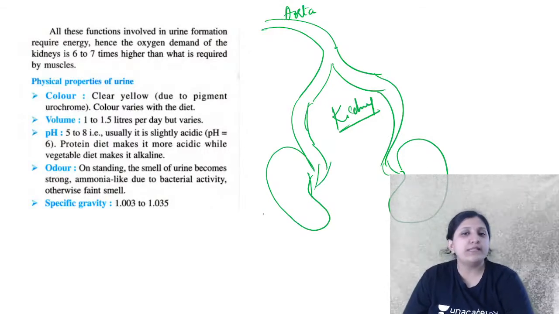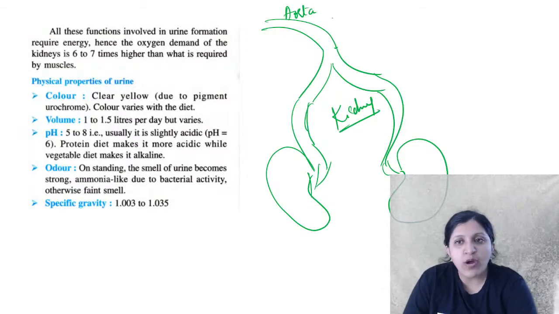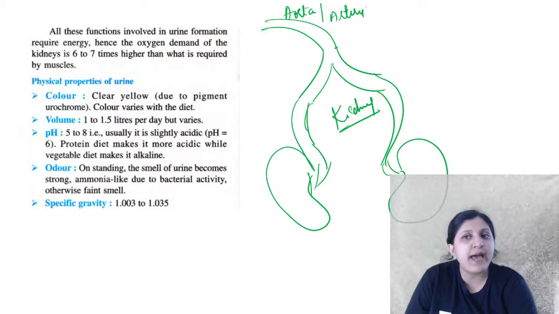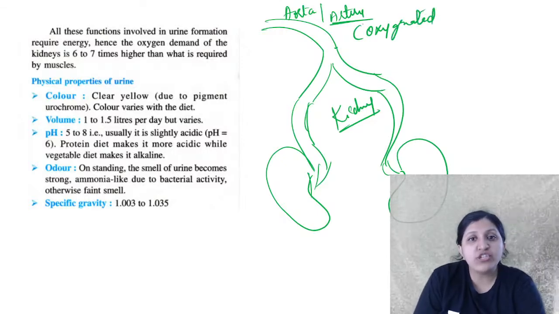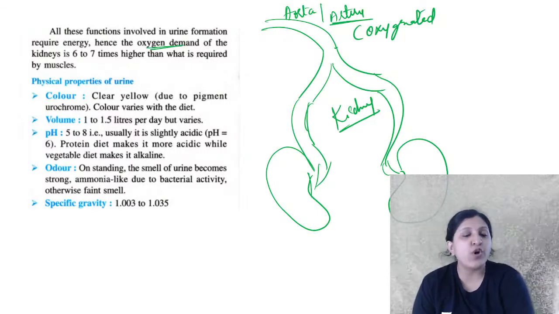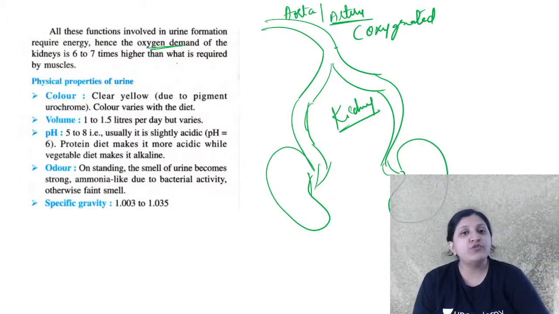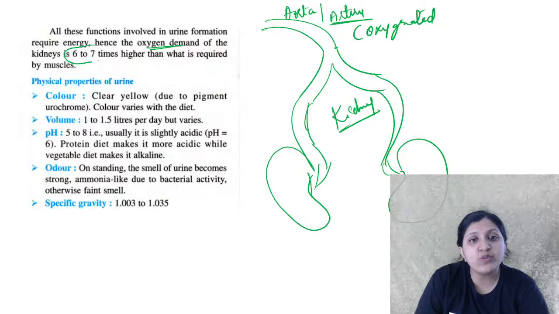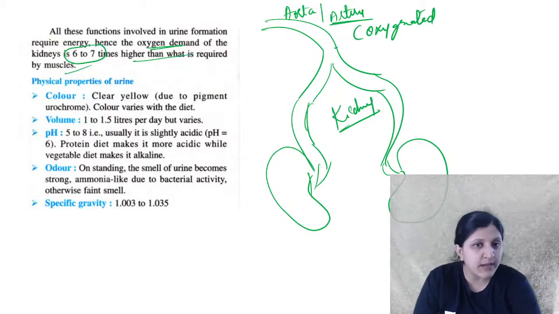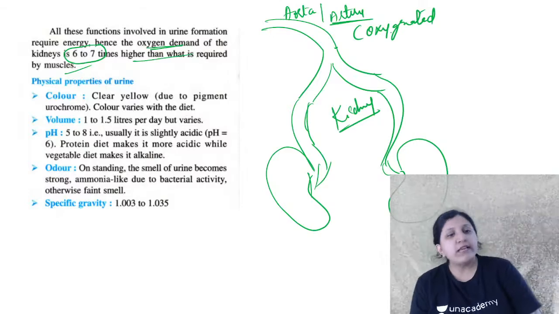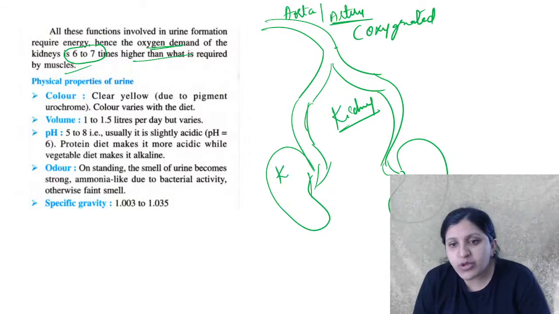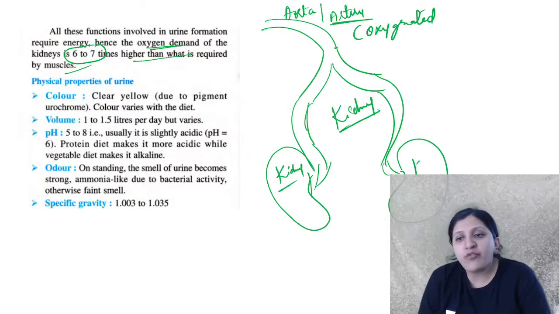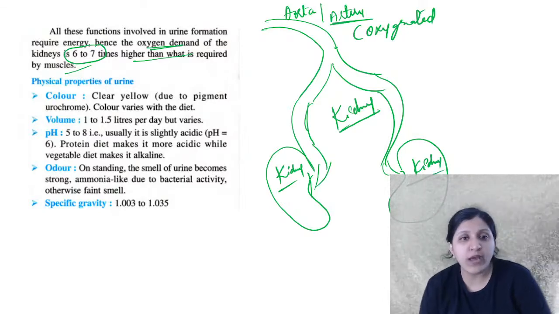Here the blood supply will be done through the aorta or artery which is branching, and it is supplying a blood vessel to the kidney. So why is this happening? It will be carrying the oxygenated blood, and the oxygen demand is much higher in the case of kidneys. It is about 6 to 7 times higher than what is required by the muscle. So that is why there has to be a supply of oxygenated blood to the kidneys. Kidneys always need a large amount of oxygen for their working, as they are removing waste.